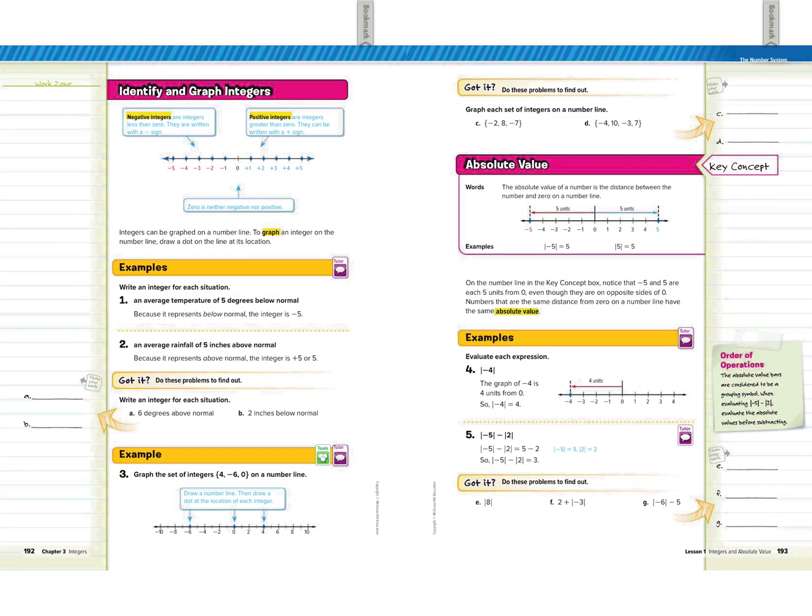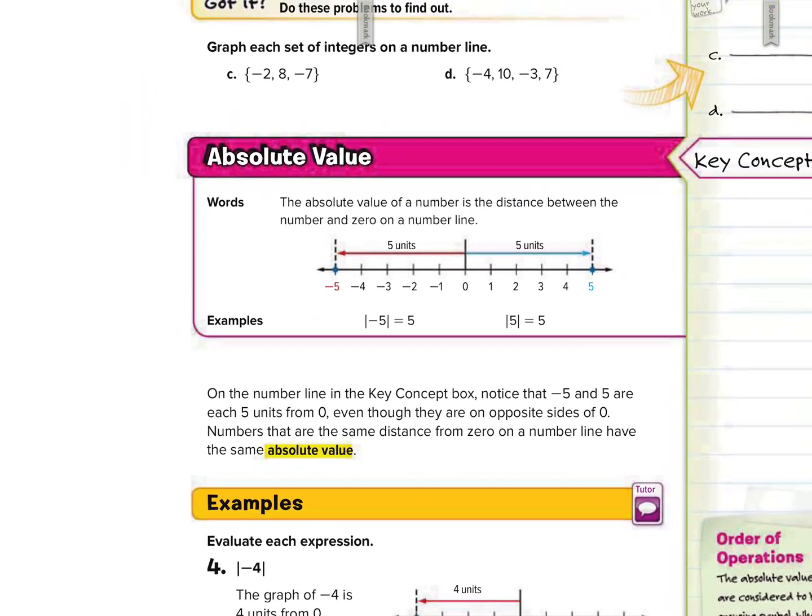So anyways, now it talks about absolute values as well, and that's kind of part of one of our rules. But the absolute value, if you look there, those bars that run straight up and down, those are your absolute value bars. And if you look at this example, it says the absolute value of -5 and the absolute value of 5 both equal 5.